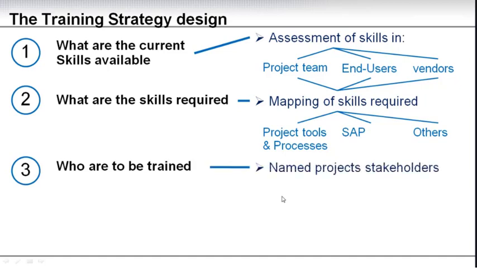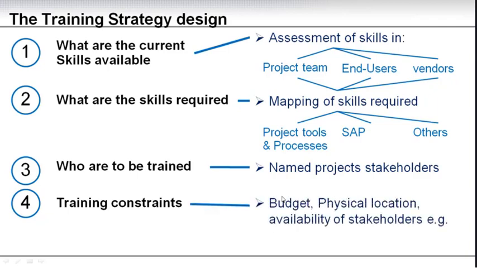And here, once we have the mapping, we need to have named project stakeholders. Those are the people that need to receive training, and they need to receive this specific training. Then we need to look at, are there any training constraints on our project? That can be budget, physical location, availability of the stakeholders to be trained, etc.